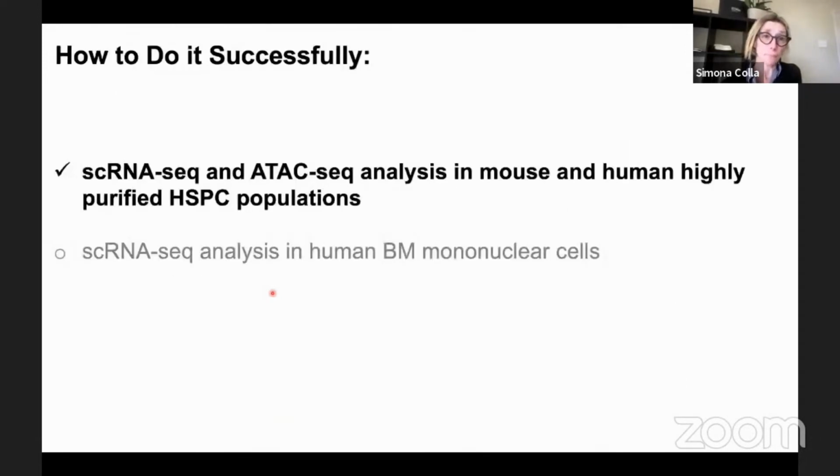then you need to work with the flow cytometry core and try to design your experiment. So in my talk today, I'm going to show some examples of how I was successful in performing single-cell RNA sequencing and ATAC sequencing in mouse and human highly purified stem cells, as well as in human bone marrow mononuclear cells. I will first show you some examples, and then I will conclude every topic with a slide in which I tell you in minimal detail what to do to get the result that I got.